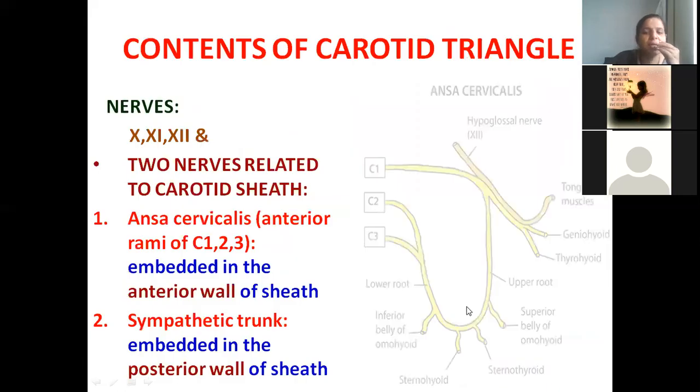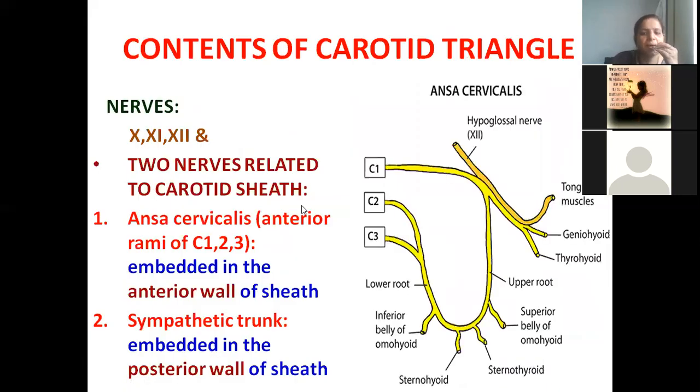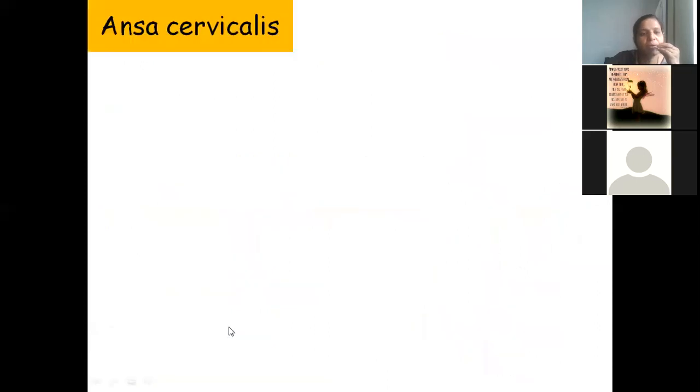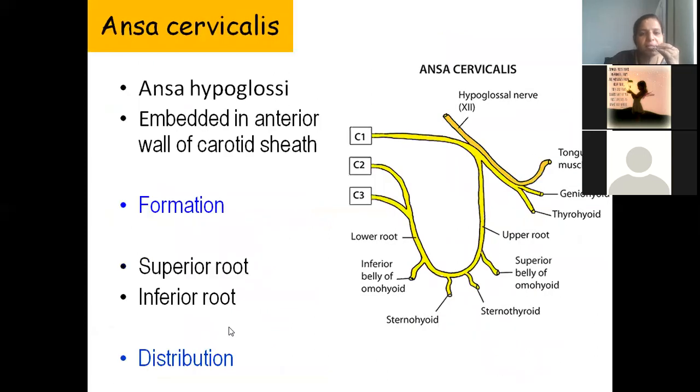Now this is the list of contents we have seen in the pictures. It has nerves like the 10th, 11th and 12th cranial nerves. The last one, the hypoglossal, is related to the carotid sheath, taking part in the formation of ansa cervicalis. Behind the carotid sheath, I told you, we also have the sympathetic trunk. How is ansa cervicalis formed? The C1 nerve joins the hypoglossal nerve. C2, C3 together join and form a loop. They go and join with the C1. So it has one superior root and one inferior root, and the branches give nerve supply to the infrahyoid group of muscles.